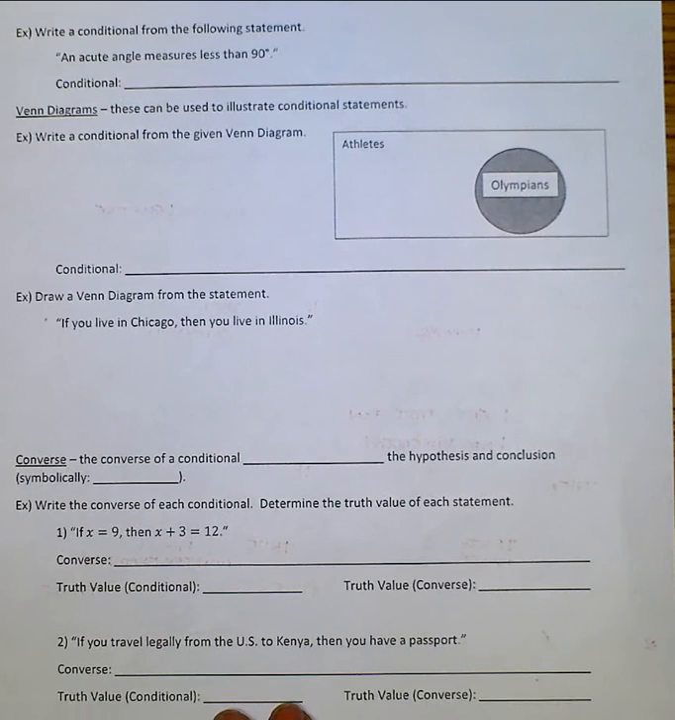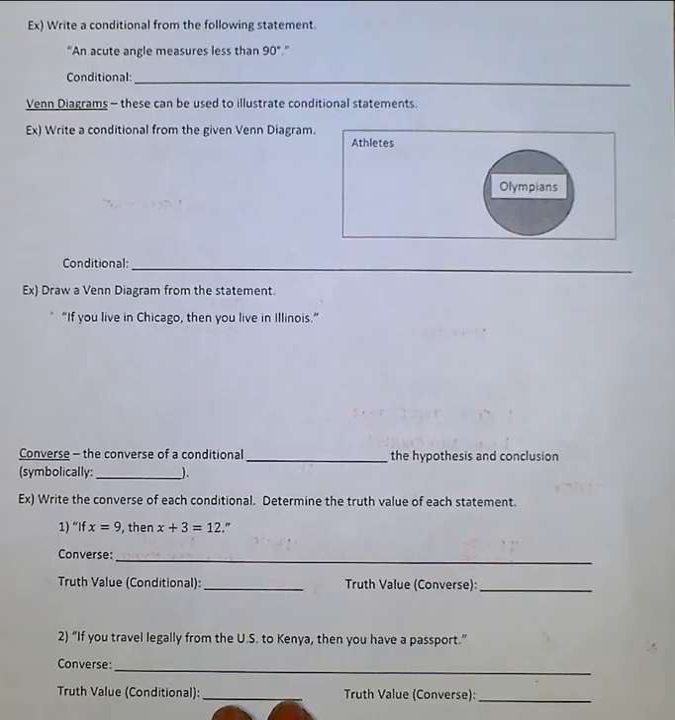Alright, now let's try to write a conditional statement based off of given statements. Here's a given statement: an acute angle measures less than 90 degrees. This is just a statement of fact. From the statement of fact, we're going to write a conditional statement, an if-then statement.